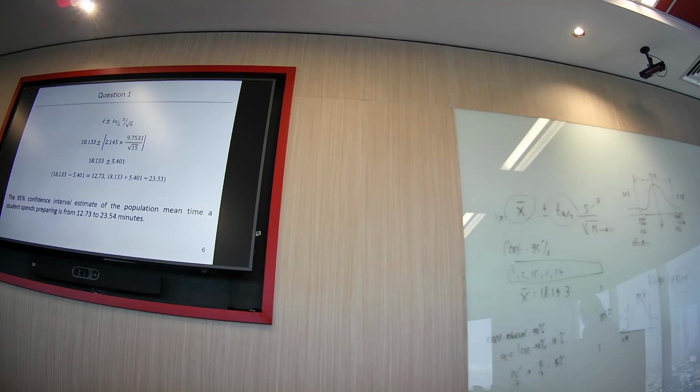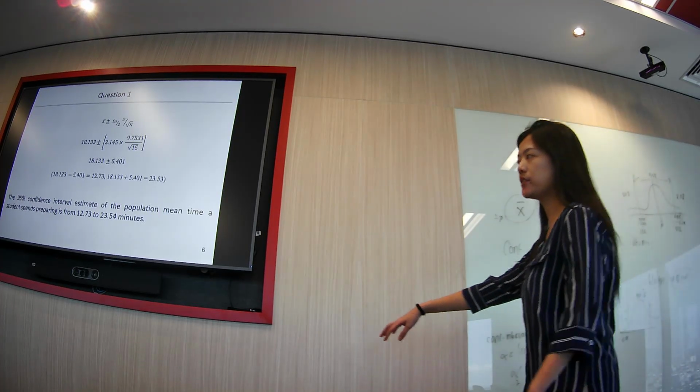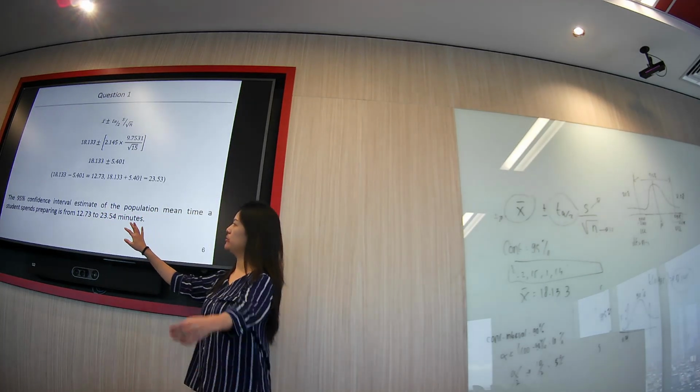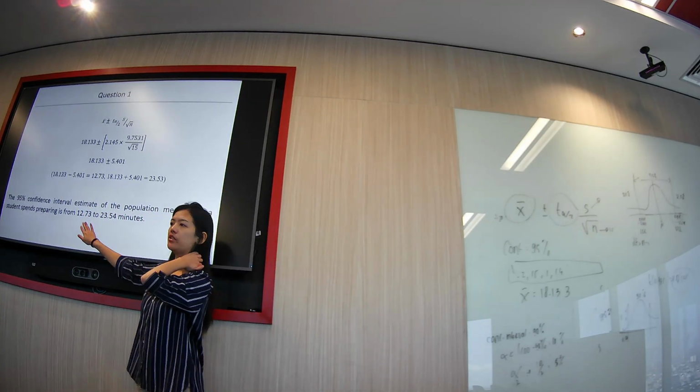So the estimation is 12.73 to 23.54 minutes. Yeah, you need to write up to here. If the question asks you for the confidence interval, this is it. So the calculation means from this number to this number.